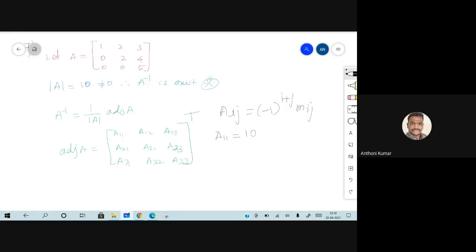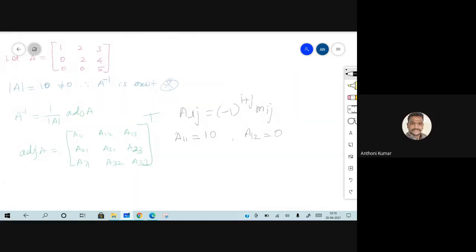Very good. Then the cofactor of first row, second column, it should be minus something, okay? Minus of 0. Very good, excellent. Then what is the cofactor of A13? Quickly tell me. 0. Very good. What is the cofactor of 21? Minus 10. Very good.